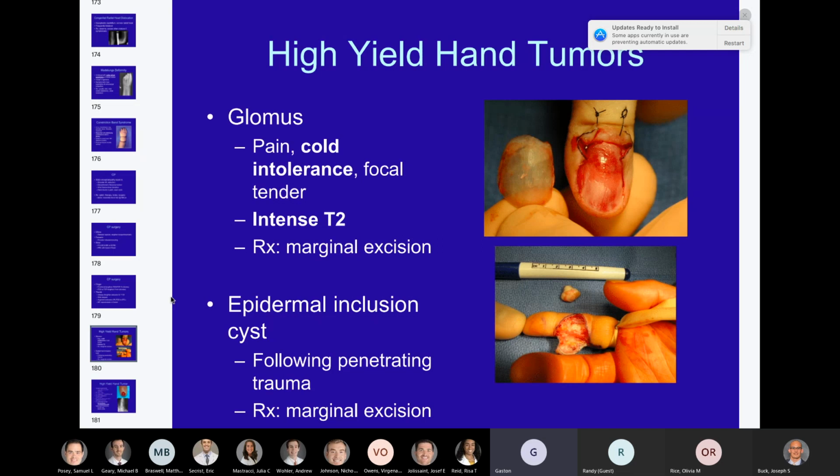So high yield tumors. Glomus tumor they love. Triad of pain, cold intolerance, and focal tenderness. It's going to be intense on T2 on your MRI, and the treatment's going to be marginal resection. Epidermal inclusion cyst, they're going to tell you a patient got penetrating trauma and has an enlarging mass. As long as it doesn't have like a pulsatile thing where you think it might be a pseudoaneurysm, it's going to be an epidermal inclusion cyst. Answer marginal resection.